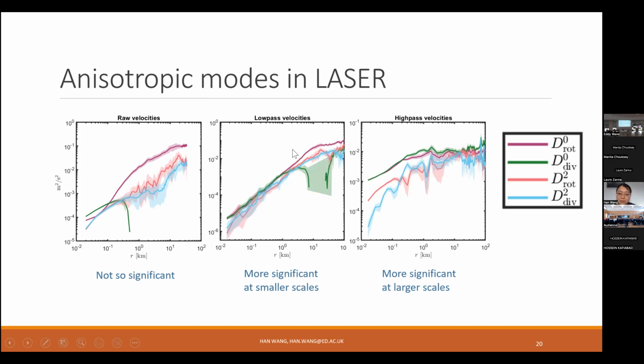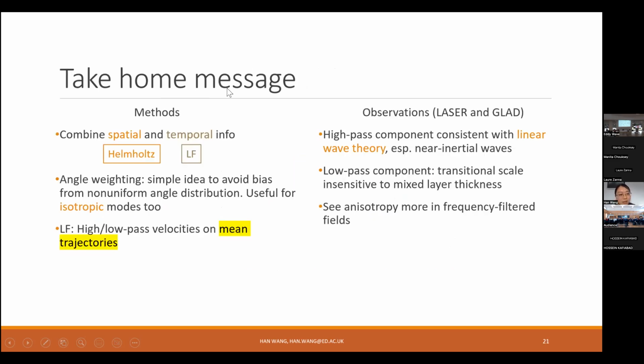But if we look at the anisotropic components in the low-pass and high-pass fields respectively, we can see that in the low-pass component, it's more significant, especially at smaller scales, which may be again related to fronts. And in the high-pass component, we can see that it's pretty significant at the larger scales. So the take-home messages of this work are that, in terms of method, we have developed a way to combine spatial and temporal information by combining the Helmholtz decomposition and Lagrangian filtering of the surface drifter dataset.